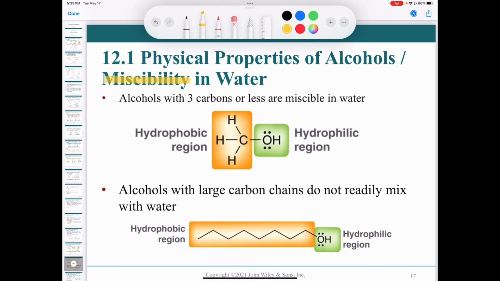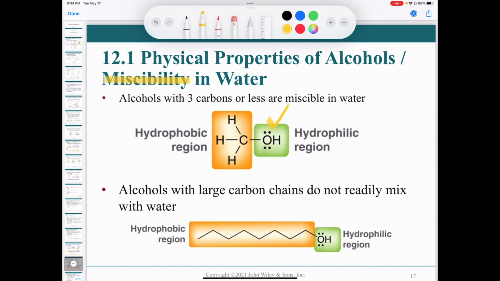For example, we have methanol here, and methanol does possess a hydrophobic region, and it does possess a hydrophilic region, but the hydrophobic region is not that large, and the hydrophilic region can hydrogen bond with water, and that enables this molecule to be dissolvable or mixable or miscible in water in all proportions.